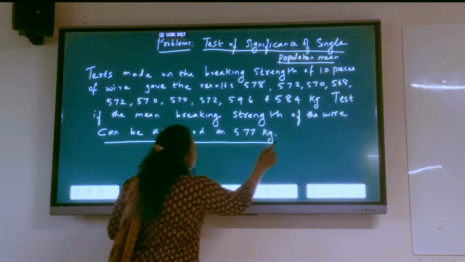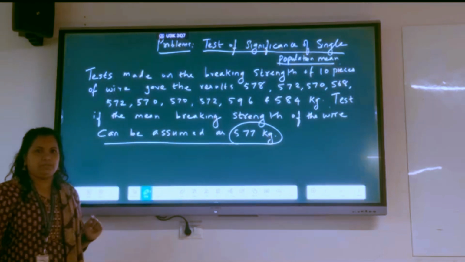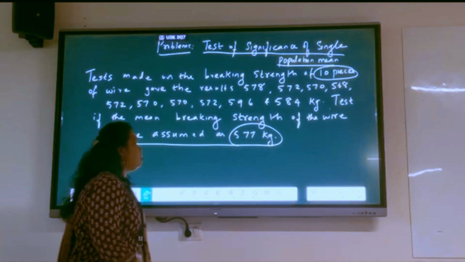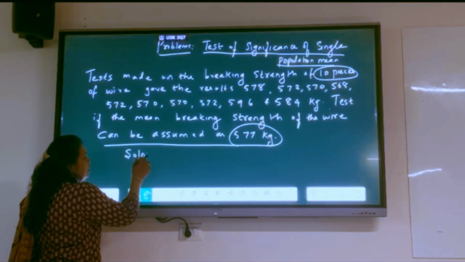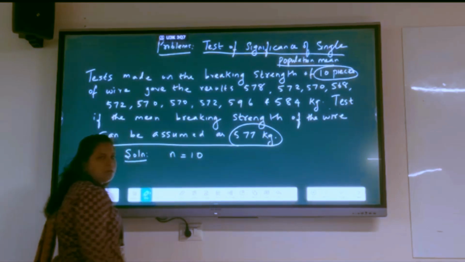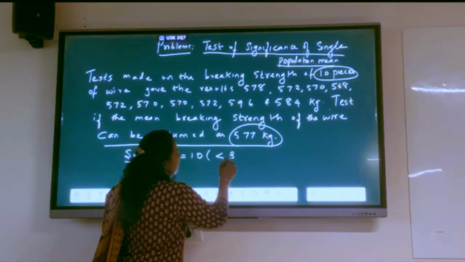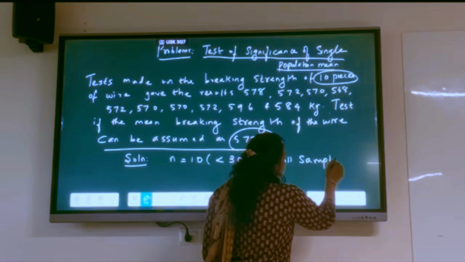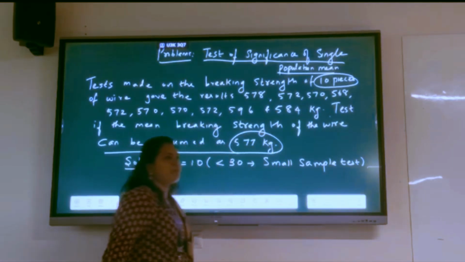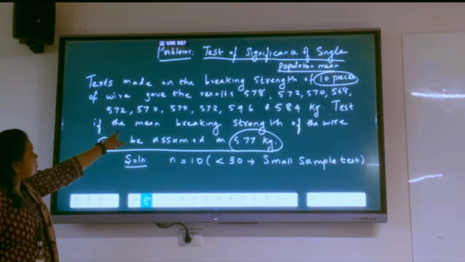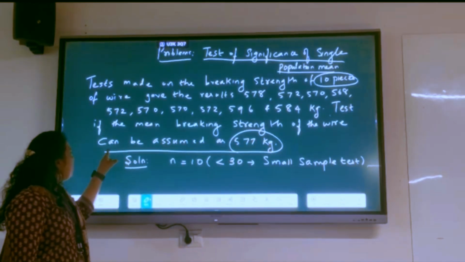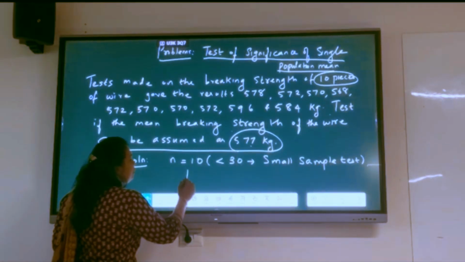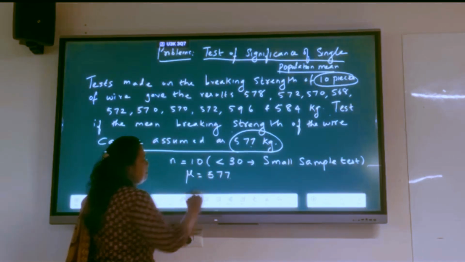So this is the large population given in the question. And the question is based on 10 pieces, so n is 10, which is less than 30. We call that a small sample test. Now, the mean breaking strength of the wire can be assumed as 577 kg. That means it is a large population. So, mu is given as 577.